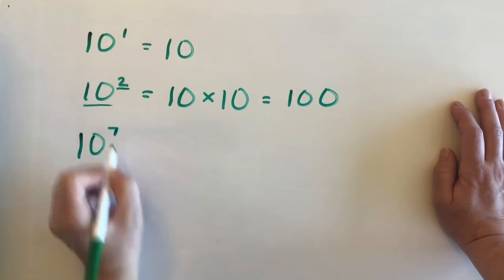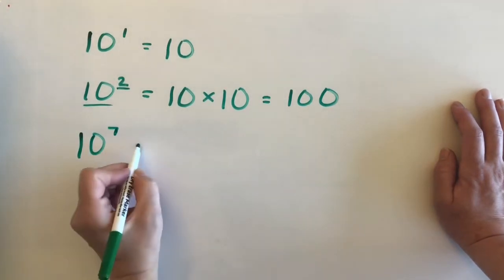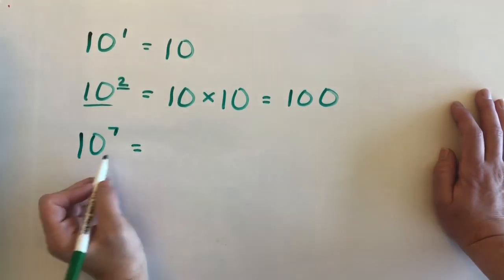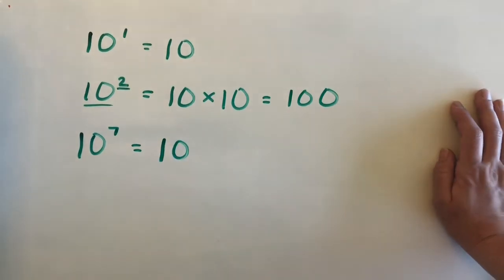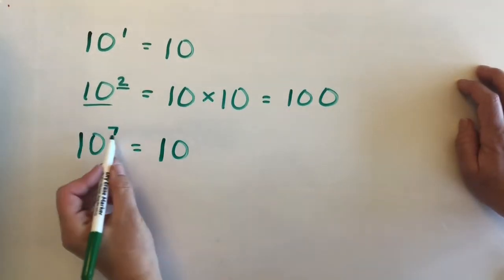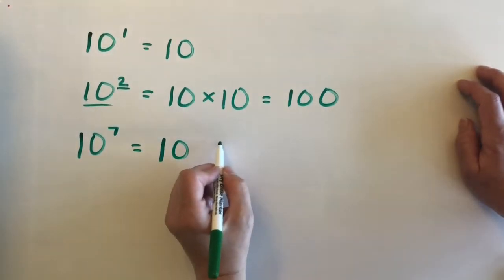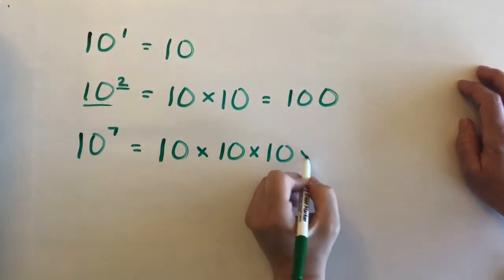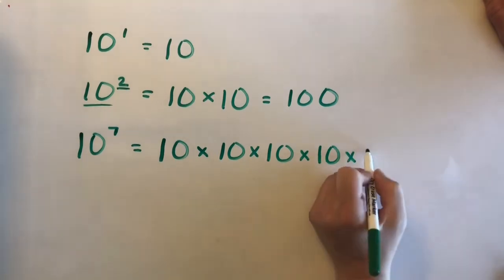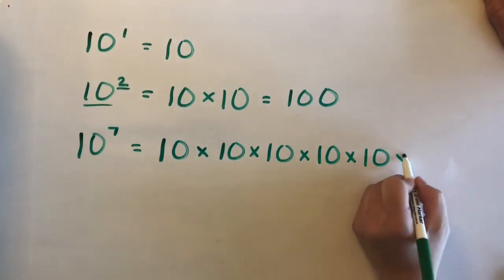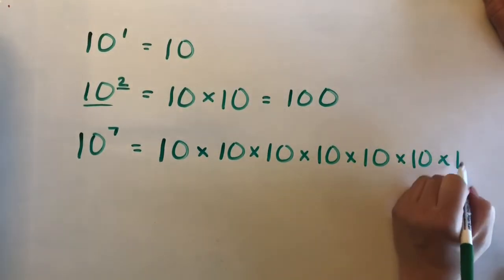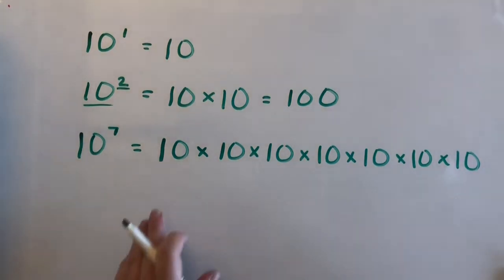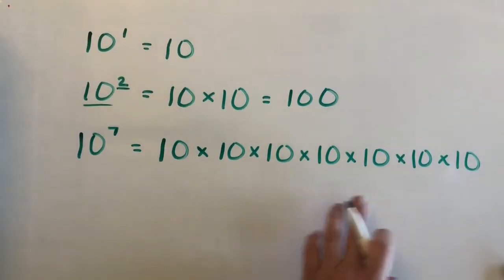So 10 to the 7th power. This means our base number is 10. It's the number we're going to be multiplying together. So how many times? 7 it says. So I need 10 times 10 times 10 times 10 times 10 times 10 times 10. This is actually 10 to the 7th power.